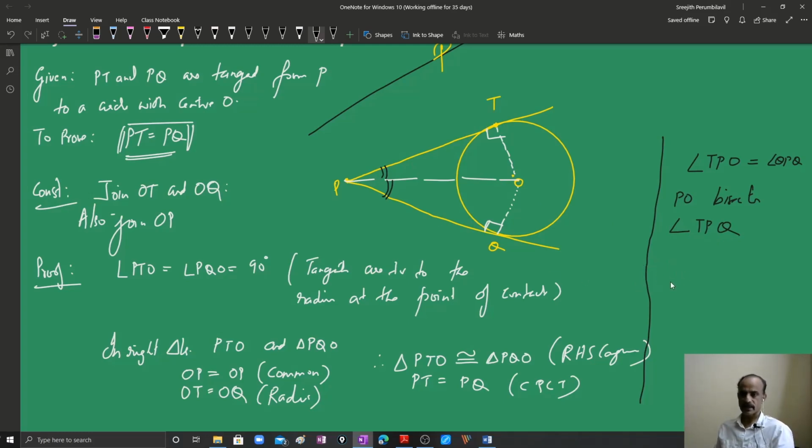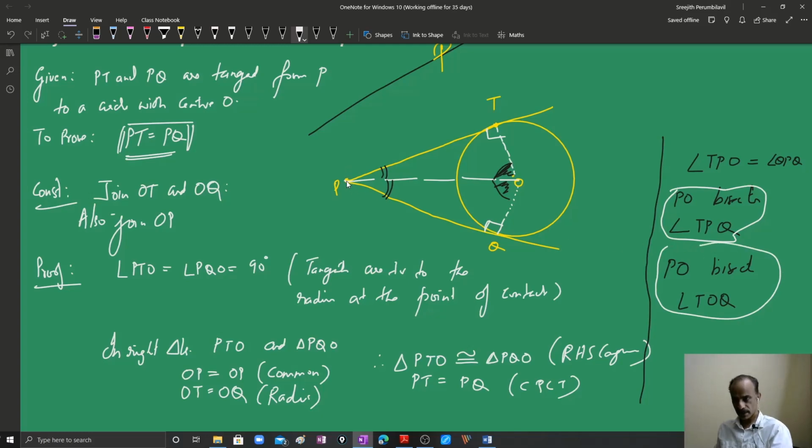Also we can say that these two angles are also equal, these two angles are also equal, am I right? CPCT. PO bisects what? Angle TOQ. So these are the additional things that we have learned from this theorem. This is the rider, or the remaining additional point that we learned.